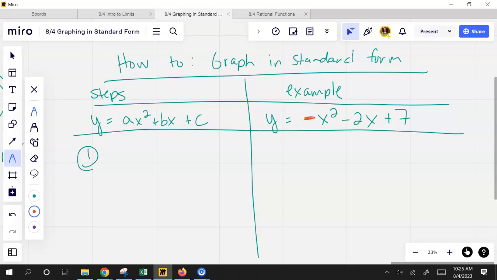Skinny, wider, average. Average. The absolute value of A here would be 1, and 1 is my standard. That's what I'm always comparing. It's going to be a normal average width parabola. All right. Are we okay so far? I don't believe you, but we'll do another example in just a minute too.